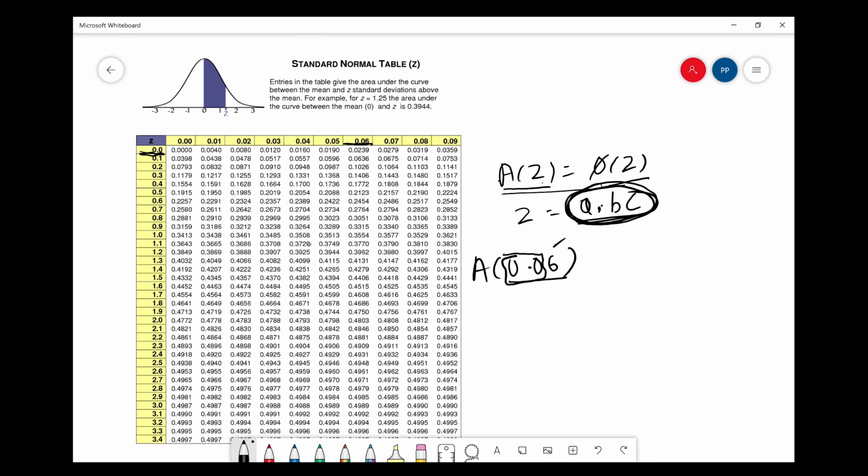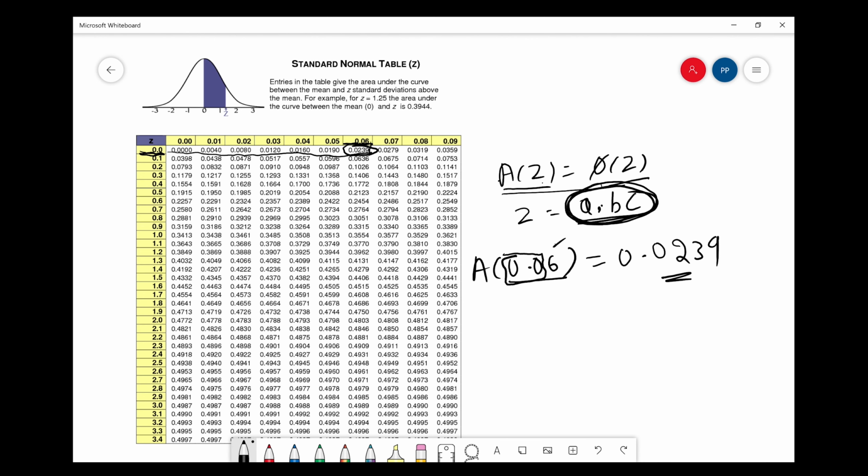Now we have to move in this direction. Z value 0.0, the first decimal place, and you have to stop once you get 0.06, you come down. The intersection of this row and column is this value, namely 0.0239. Therefore, A of 0.06 is 0.0239. In fact, we can also find this from the calculator.